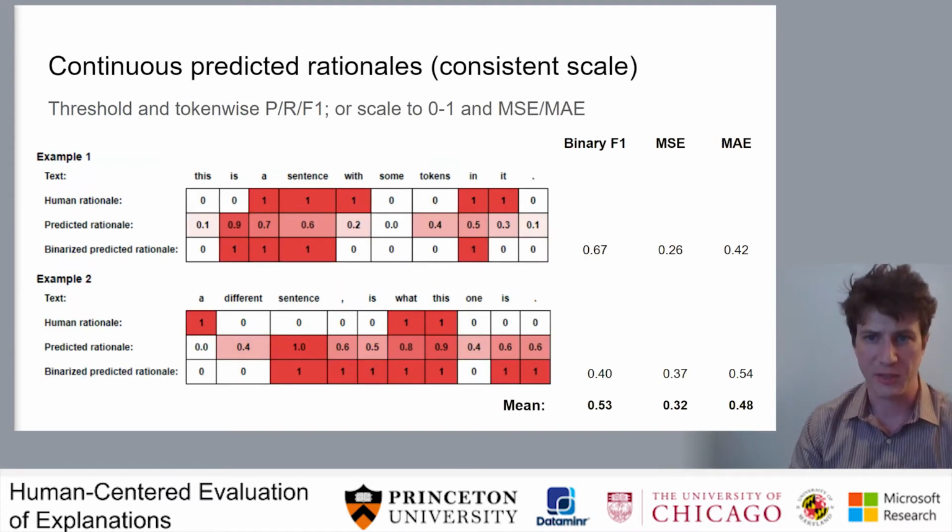However, most explanation methods output continuous rather than discrete values. In cases where these values are on a consistent scale, such as with certain attention mechanisms, we can either choose to apply a sensible threshold for binarization and then apply binary metrics, or we can normalize to 0 and 1 and calculate continuous metrics like mean squared or mean absolute error.